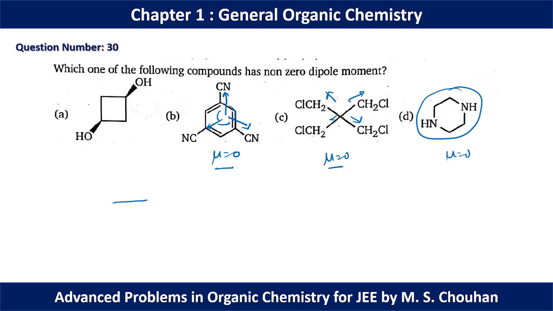If we go for the three-dimensional structure, we have OH and OH, these two are present above the plane. So these bond dipole moments do not cancel each other. That's why we have a non-zero dipole moment in this case. So option A should be the correct option for question number 30.